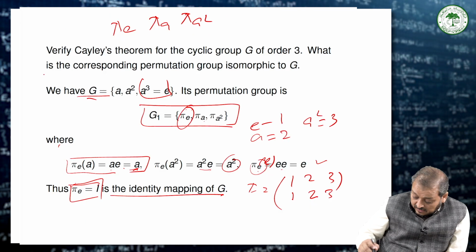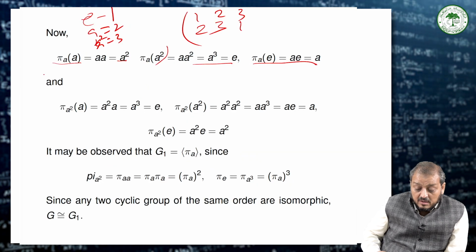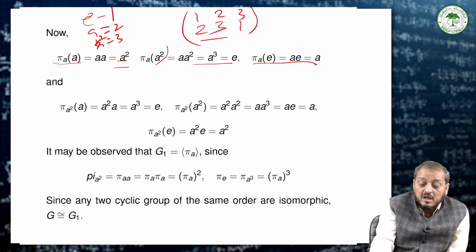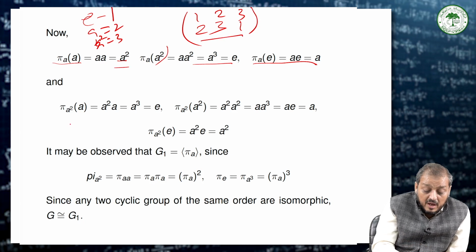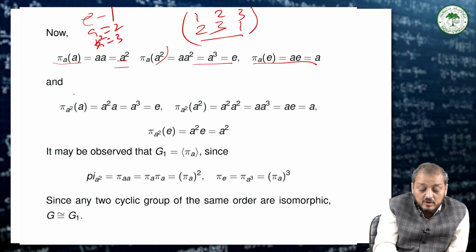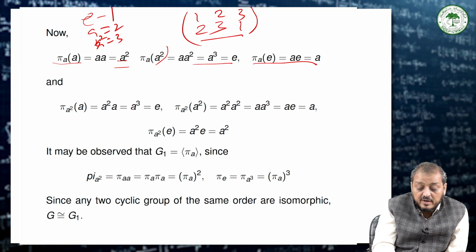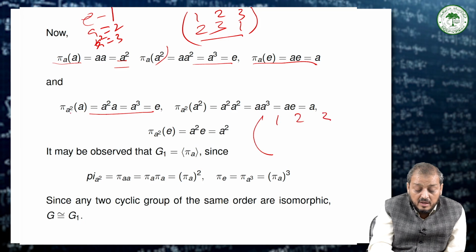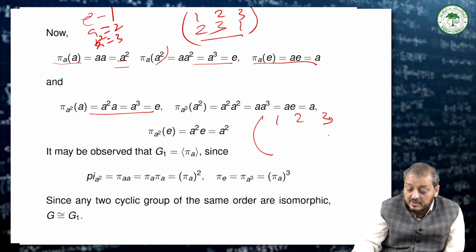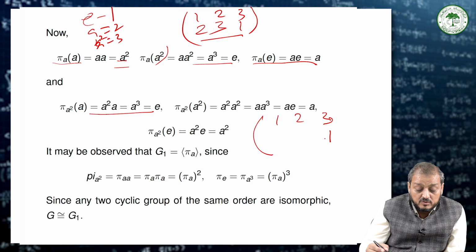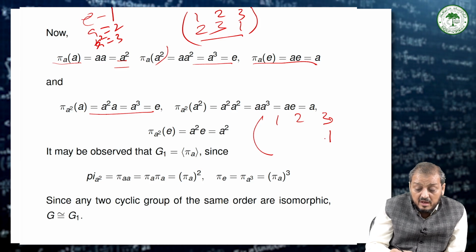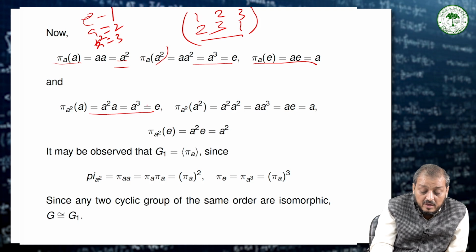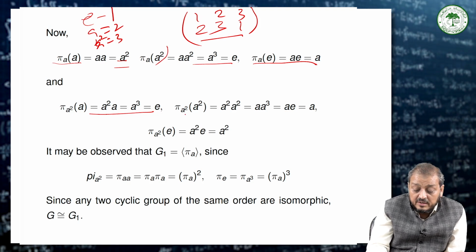So in this case, you get another permutation element in this form. And now if we take pi of a square, a square is equal to identity. So 1, 2, 3, and then a square is equal to identity. So we can give it in this form: pi of a cube is equal to identity.